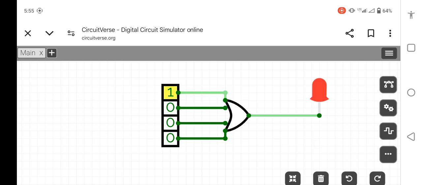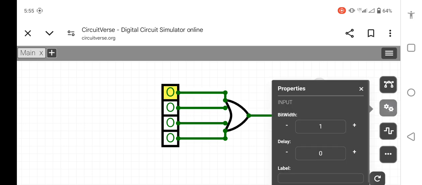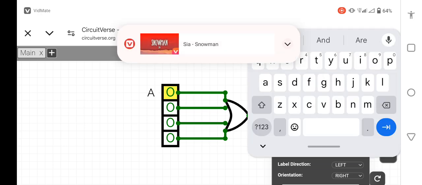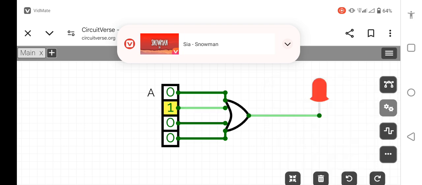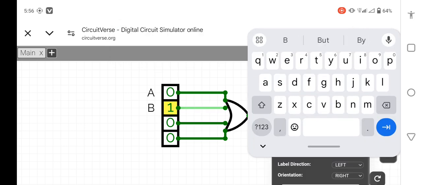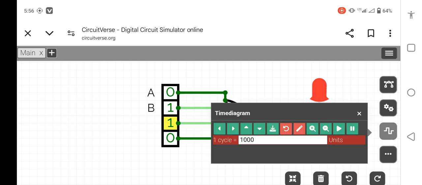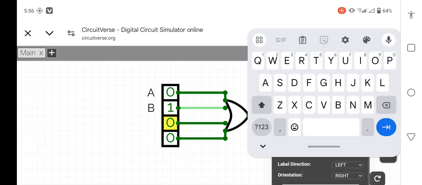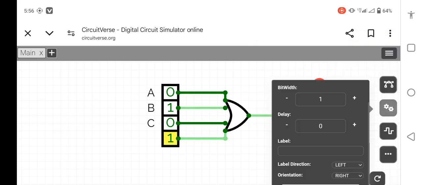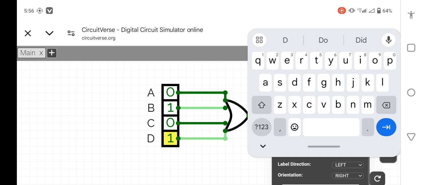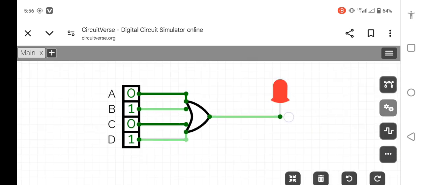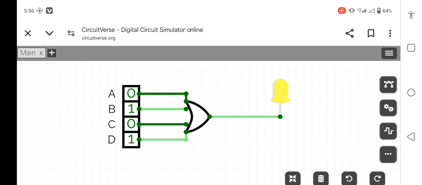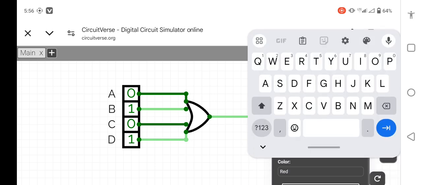I will label first this as A, and this B, for this C, and for this is D. Then our output is Y.